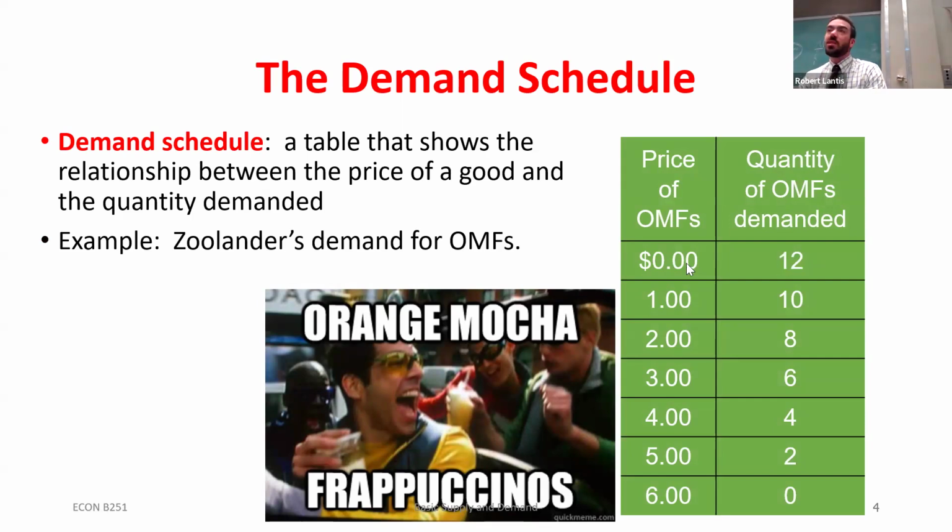You know, even at 0, you might think, well, I want an infinite number, right? Well, I don't know. Even 12 orange mocha frappuccinos is probably going to have a negative impact on your life. Even if the cost is 0, the marginal benefit starts to become negative if you drink too many of these things. So just for the sake of this example, even if there was 0 price, there's going to be some max of this good that we want.